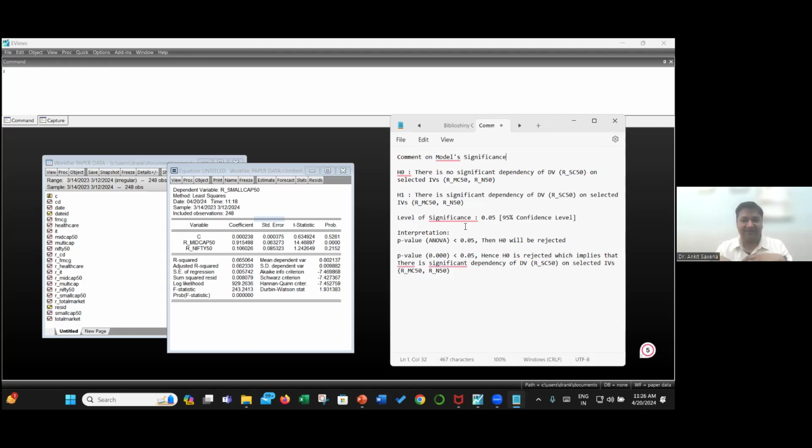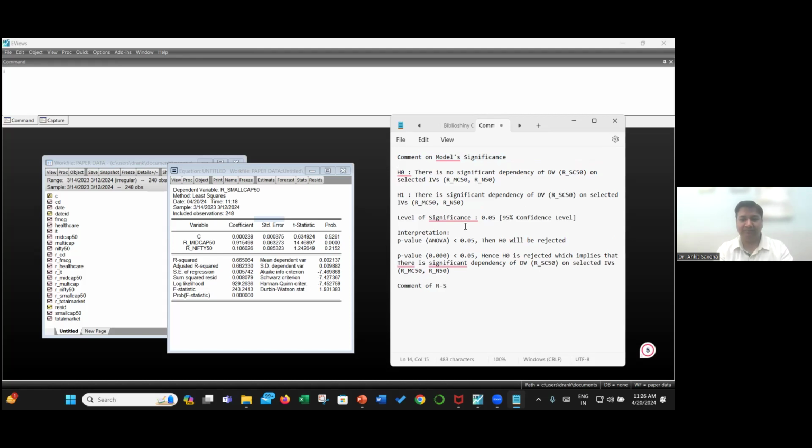So the F statistic is a value of ANOVA, and the p-value of that tells us whether the model that we are using is a significant model or not. Another thing that we normally do while commenting on these things, I'm just writing so that you can understand how you will write that in your paper.